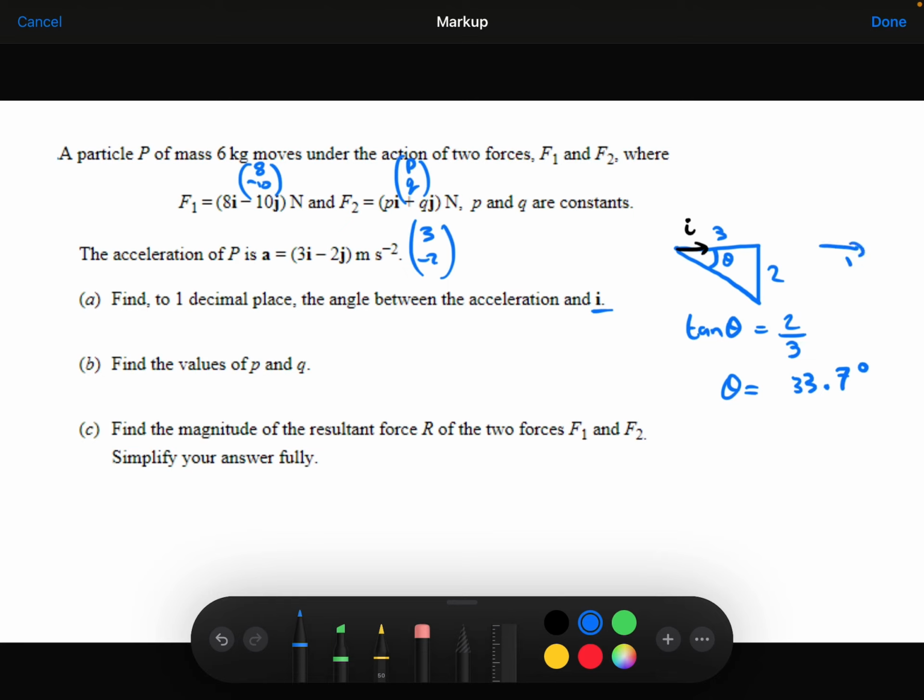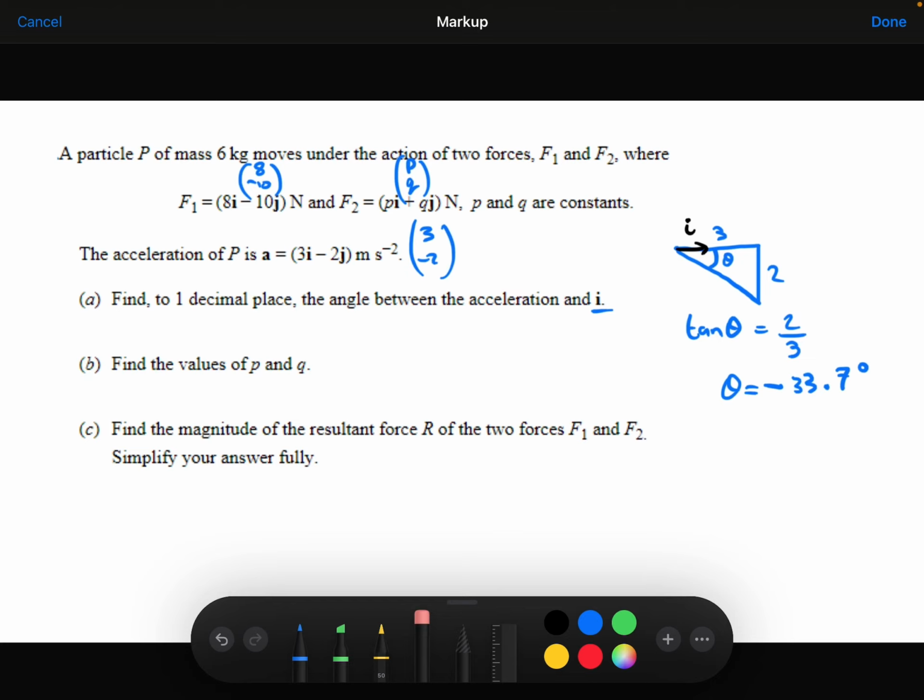This is i and it's below it going down, so it's a negative 33.7. If I said it was positive, somebody would naturally think, if that was i and I said it was 33.7 degrees, it's going to be up there, which would be wrong. We do need to symbolise that it's below the i vector, so that's why we need that negative. That's part A done.